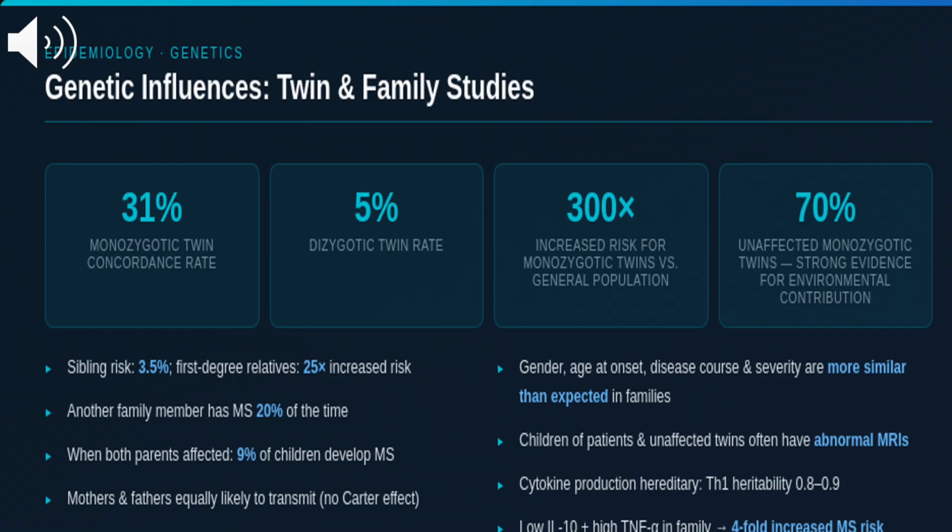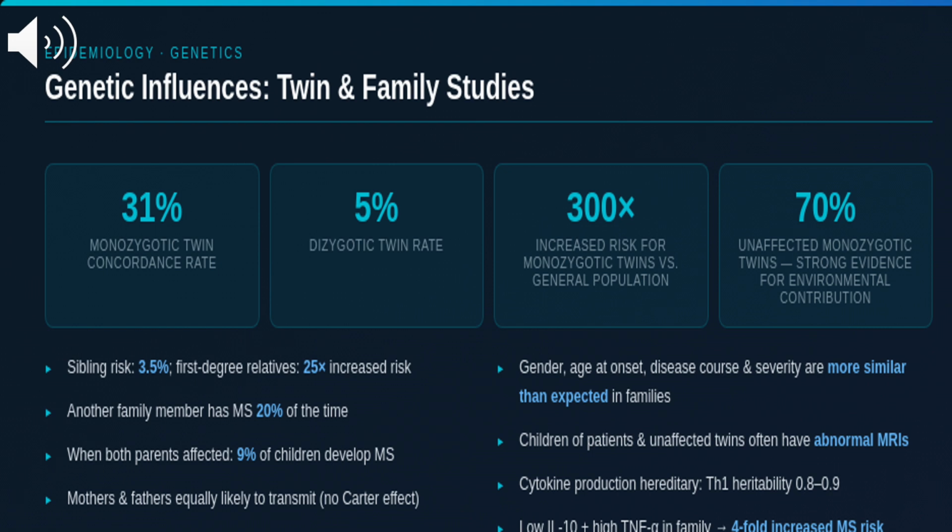Twin and family studies have rigorously established that MS has a significant genetic component, while simultaneously demonstrating that genetics alone is insufficient to cause the disease. The monozygotic twin concordance rate of 31% is striking from two perspectives. On one hand, it is 200 times the background population risk, confirming strong genetic contribution. On the other hand, 70% of identical twins sharing 100% of their DNA do not both develop MS.